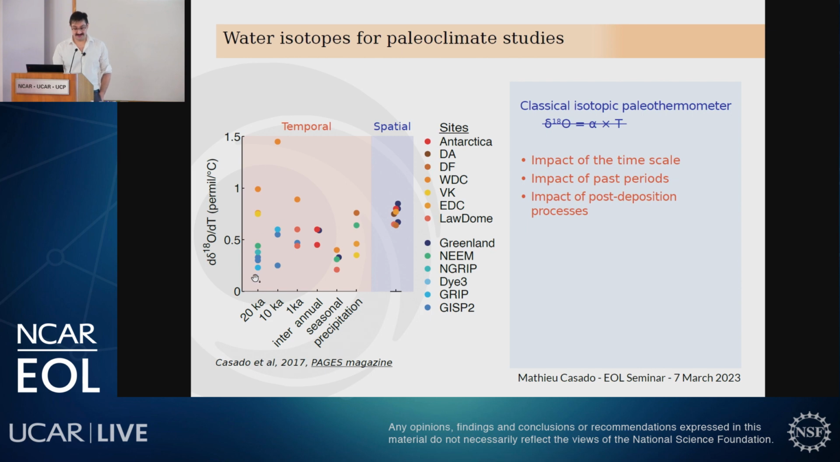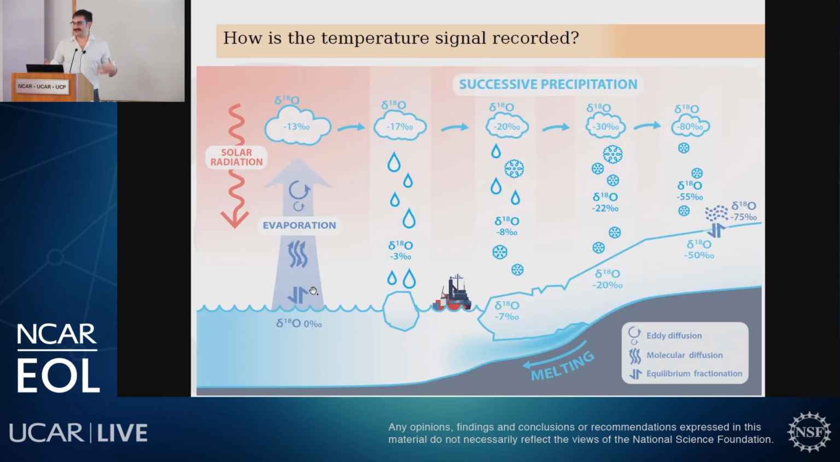If we look at different past periods, like all the different Dansgaard-Oeschger events, we have different sensitivities. And this doesn't take into account the impact of potential post-deposition processes. To really understand why we would have all these slopes, it's important to try to understand where the relationship between isotopes and temperature comes from. And this is where we go back to the atmosphere.